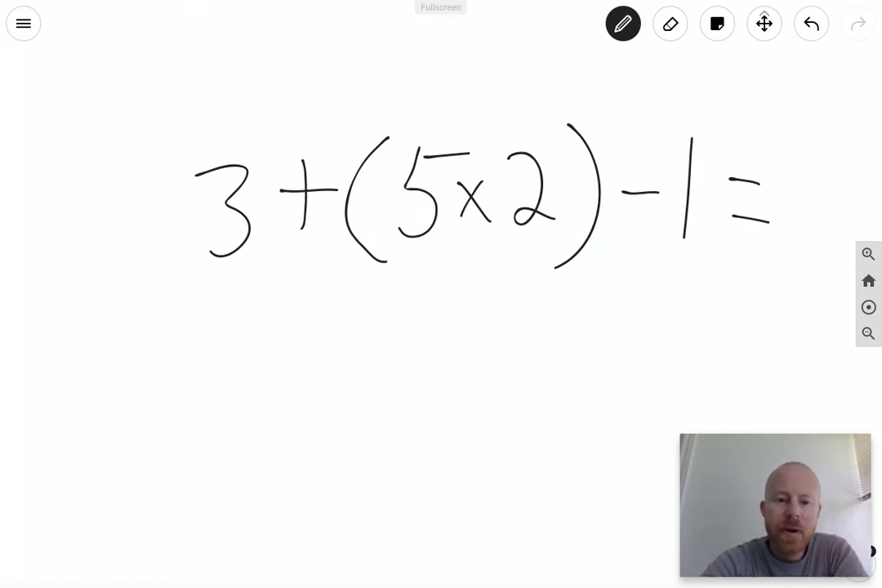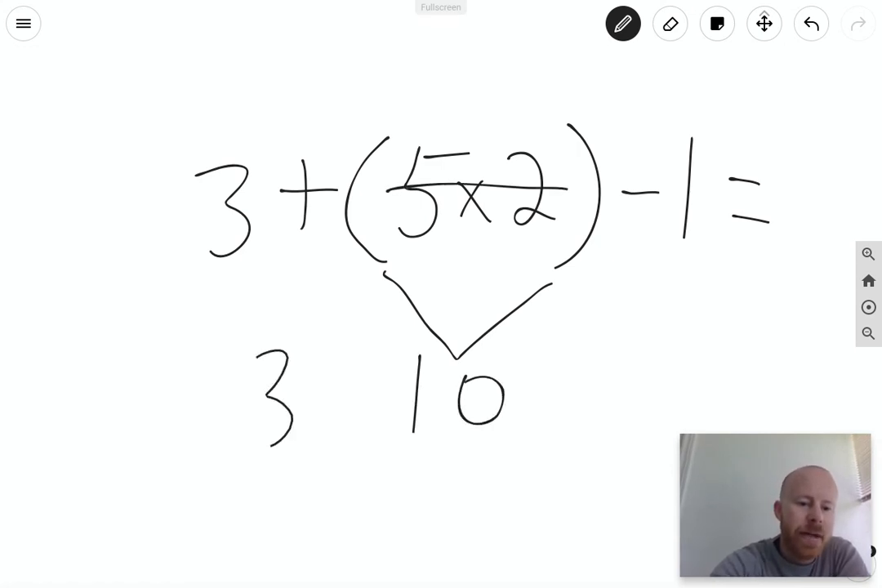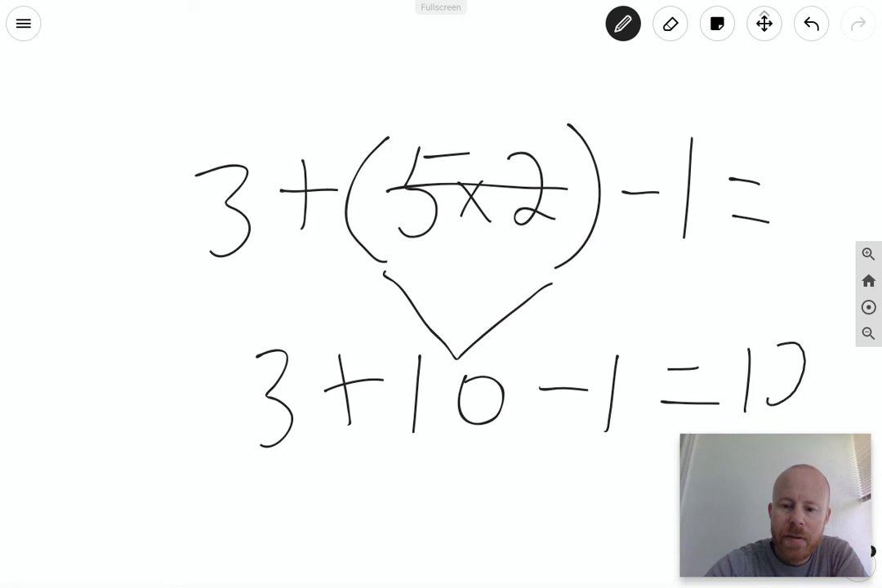So the order of operations states that we always do the parentheses first. So 5 times 2 comes first. 5 times 2 is 10. So now we have 3 plus 10 minus 1 equals. From there, it's just left to right because addition and subtraction are tied. So 3 plus 10 is 13, and 13 minus 1 is 12. And that is the order of operations.